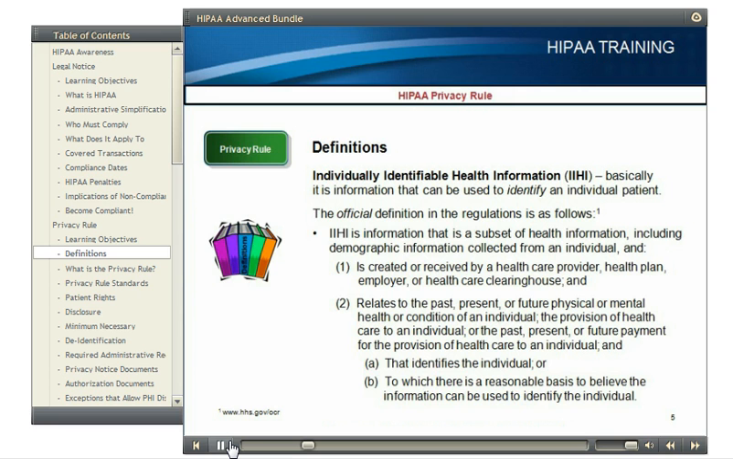Relates to the past, present, or future physical or mental health or condition of an individual, the provision of healthcare to an individual, or the past, present, or future payment for the provision of healthcare to an individual, and A. That identifies the individual, or B. To which there is a reasonable basis to believe the information can be used to identify the individual.